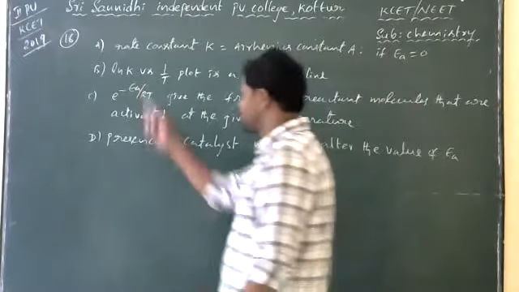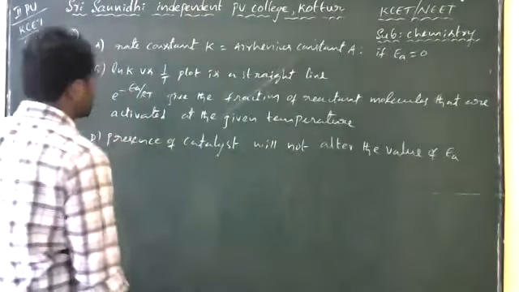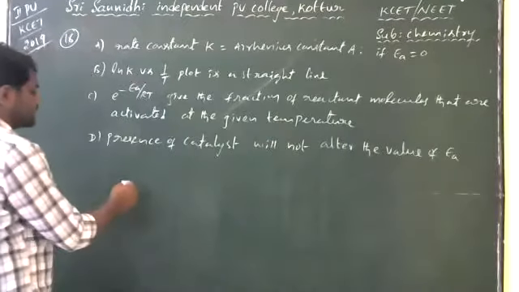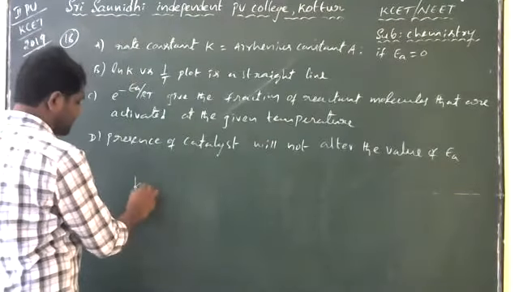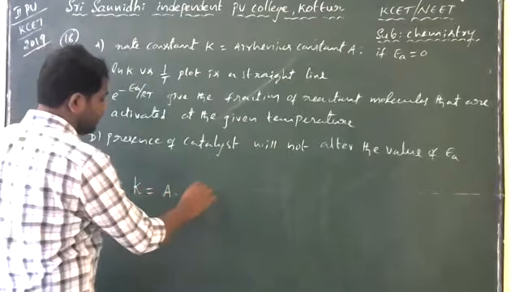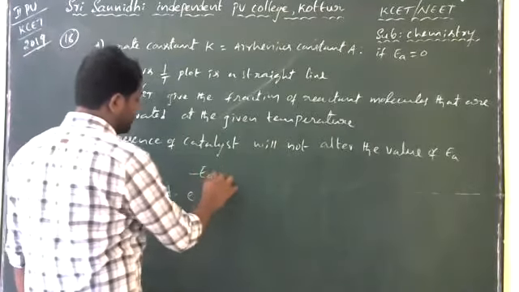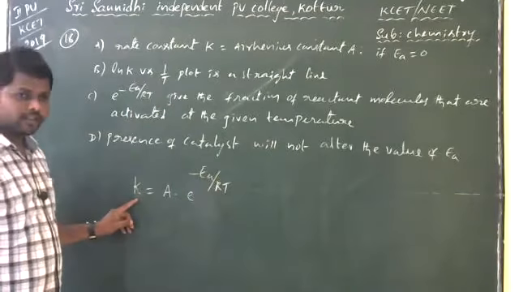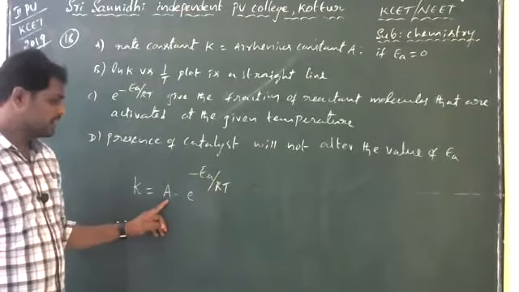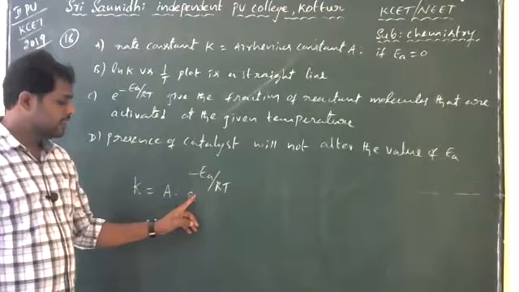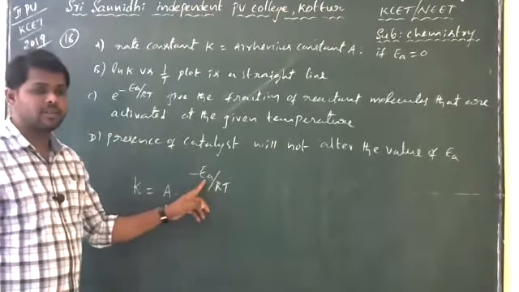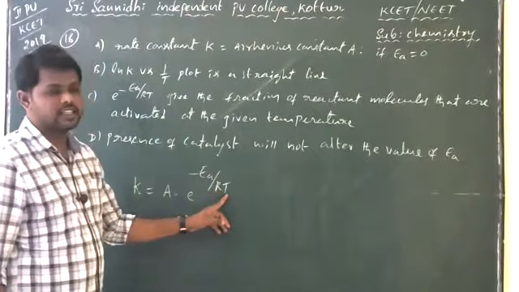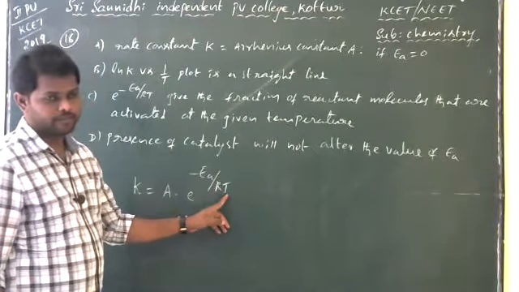See, the first option, what is given here? Rate constant K is equal to Arrhenius constant A if EA is equal to 0. Actually the Arrhenius equation is K is equal to A e to the power minus EA by RT, where K is the rate constant, A is the Arrhenius constant, EA is the activation energy, R is the universal gas constant, and T is the absolute temperature, which is right.